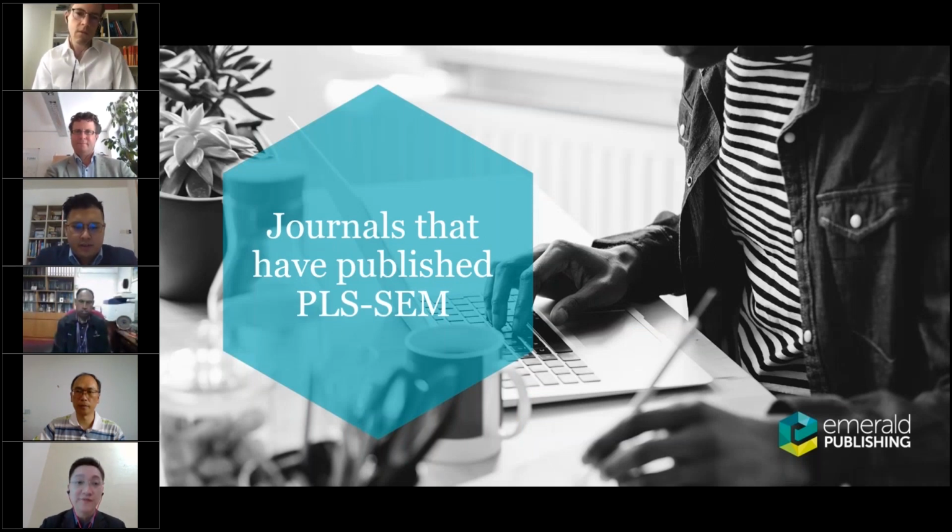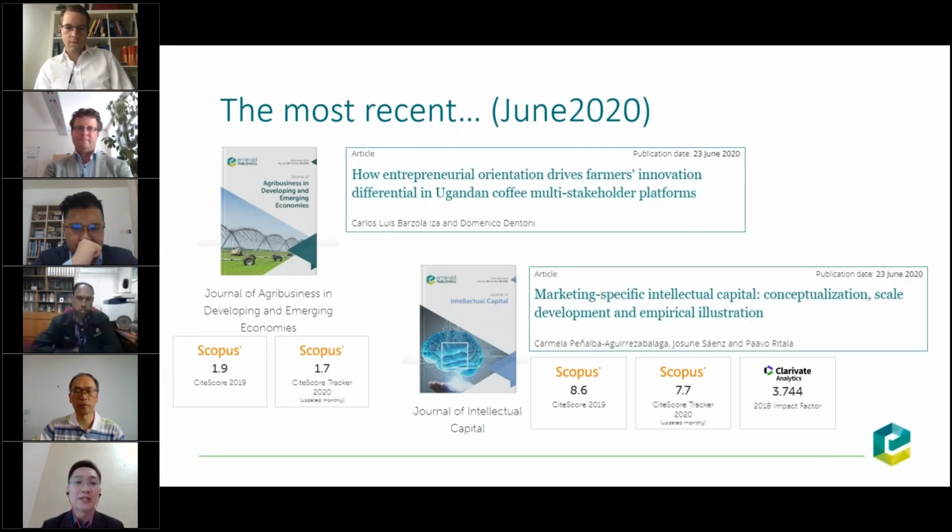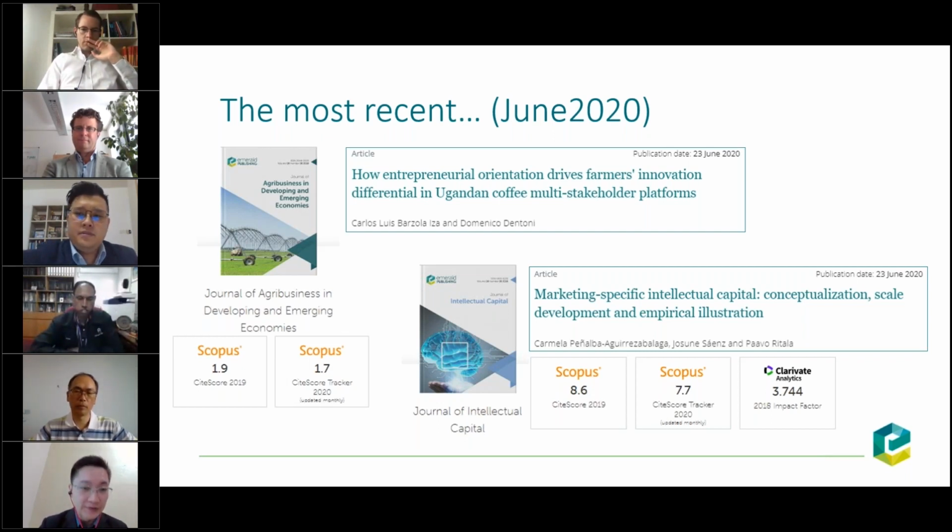We have been seeing questions from the floor. What are the journals that support PLS-SEM, or sample questions? What journals have published PLS-SEM before? The most recent one taken into account, let's say this month, June 2020. These are some of the journals that I can get from our database. Example, Journal of Agriculture Business in Developing and Emerging Economies, one of the papers published 3 days ago on 23rd June 2020. Another one is in the Journal of Intellectual Capital. So these are some of the journals that have published PLS-SEM.